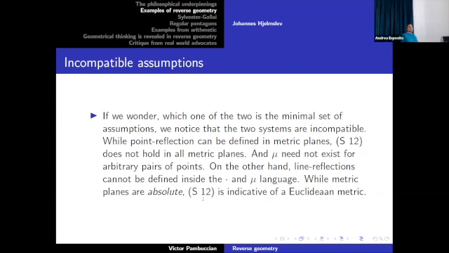So these two languages do not communicate. I mean, you can define what a point reflection is in any metric plane, that you can do. However, the S12 will not be satisfied. It's not true. So the existence of midpoints is not true in that world. But you can say, okay, let's add that. Well, then S12 is not true.